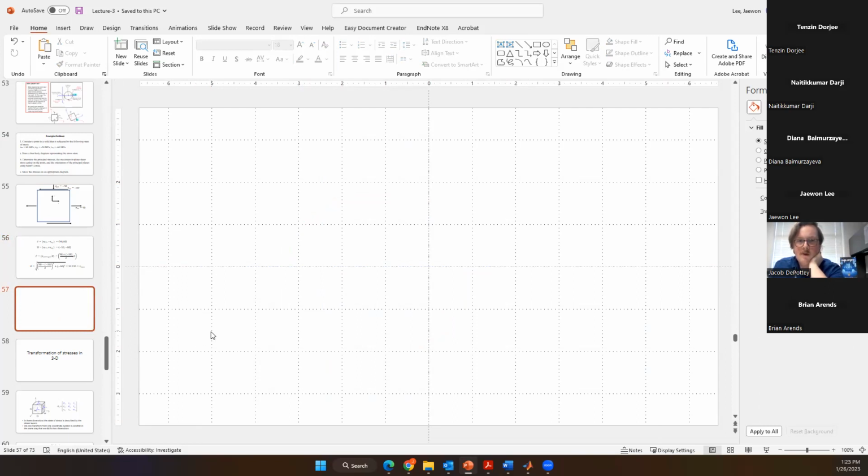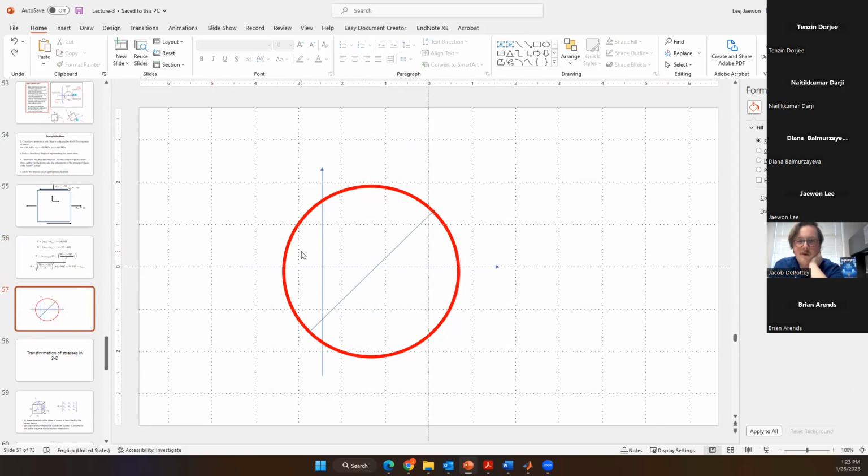Can you draw the smooth circle? I think we are better than me. Yes.